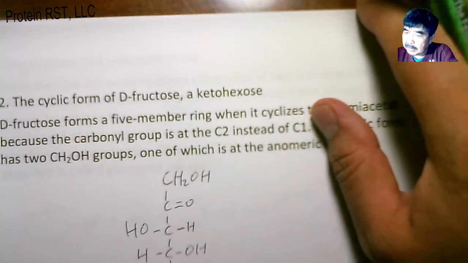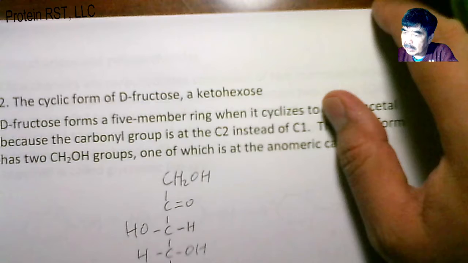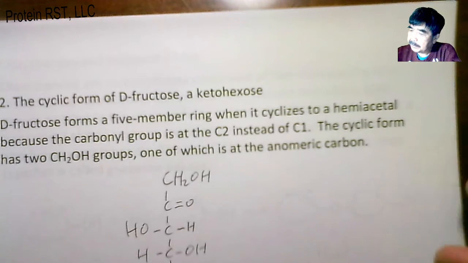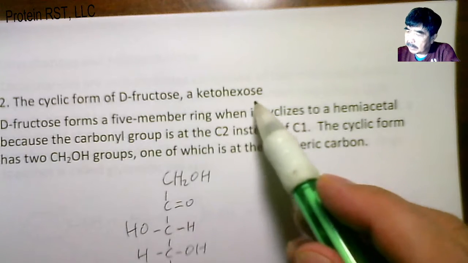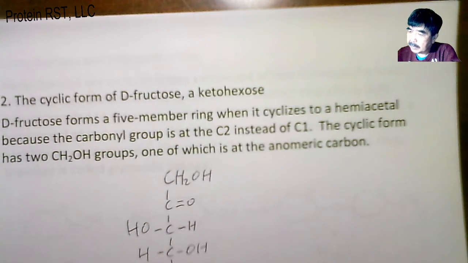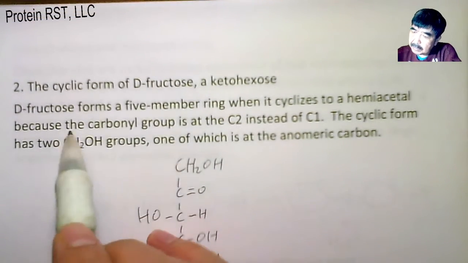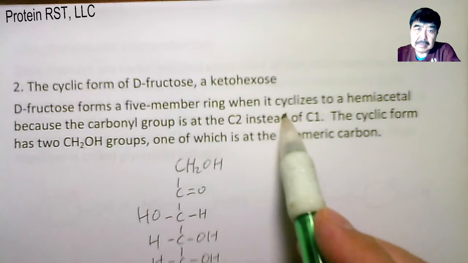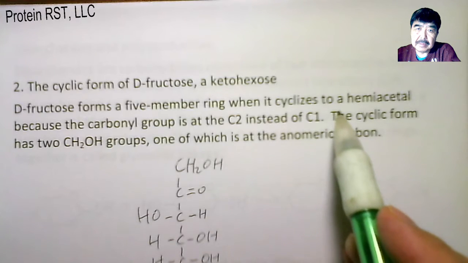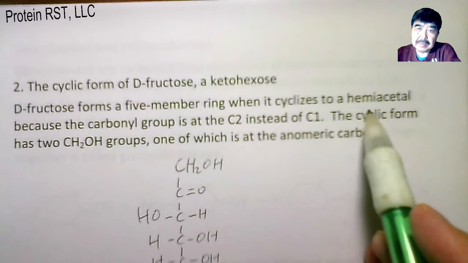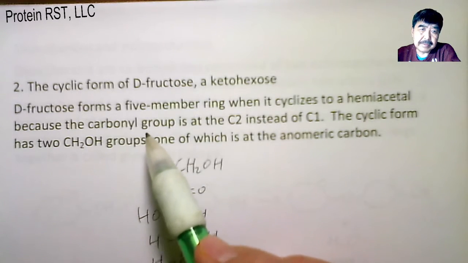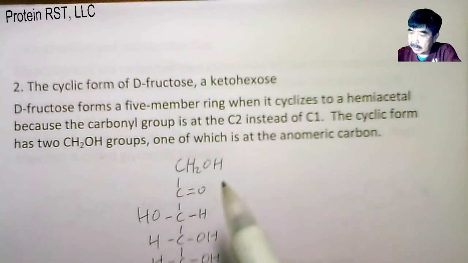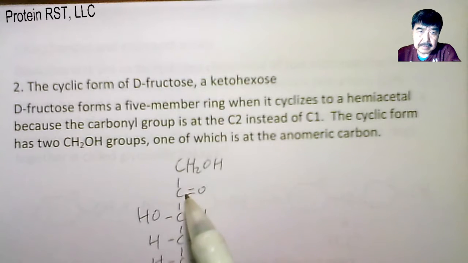Next, let's take a look at the cyclic form of fructose, a ketone hexose. Fructose forms a 5-member ring when it cyclizes to a hemiacetal because the carbonyl group is at C2 instead of C1. Here, this is C1, this is C2.